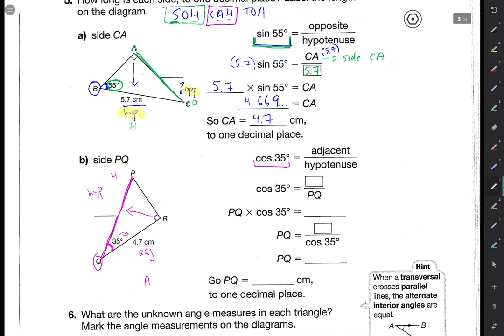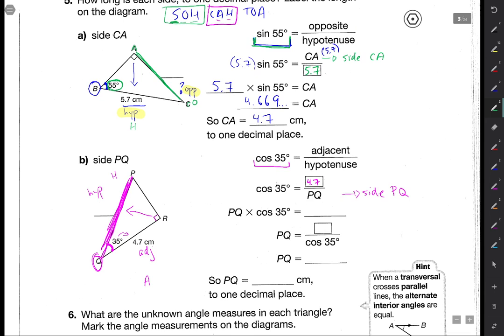So the cos of 35 is equal to the adjacent side, which we have 4.7, over the hypotenuse. And we don't have the hypotenuse. So what they did was they wrote PQ. So that means side PQ. So that's this side that we're missing between angle P and angle Q. So now this question's a little bit different because we need to get PQ all by itself on one side of the equal sign, but right now it's in the denominator.